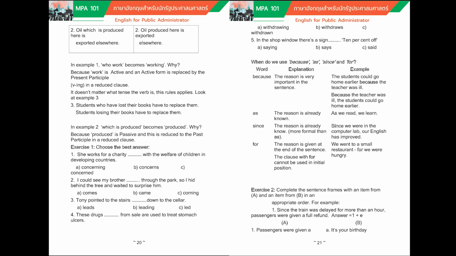Since means 'ตั้งแต่', for means 'สำหรับ'. Page 21. Sorry, you need to use pages 19 and 20 too. I've given up dairy products because I'm trying to lose weight, or you can say since I'm trying to lose weight. Not even ice cream. Next, number 6.